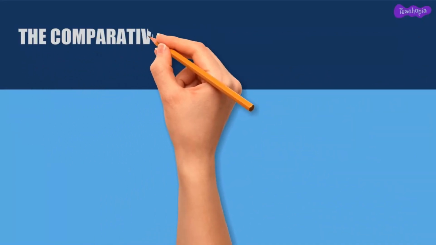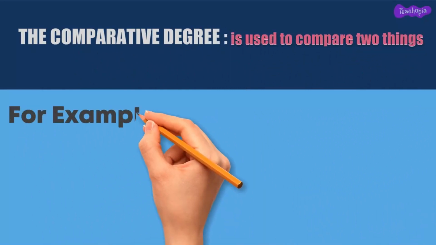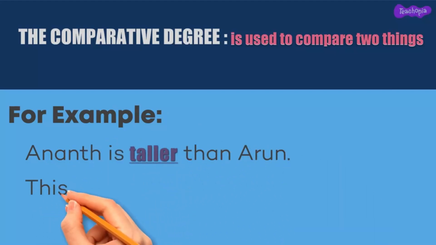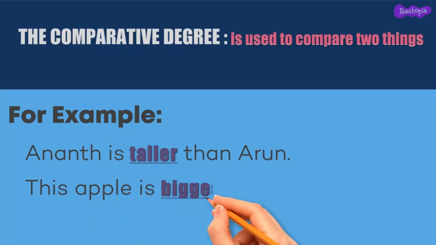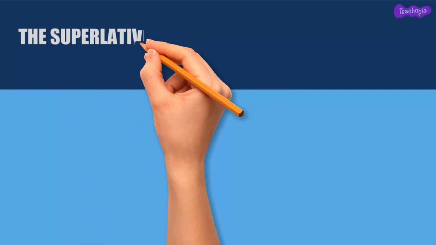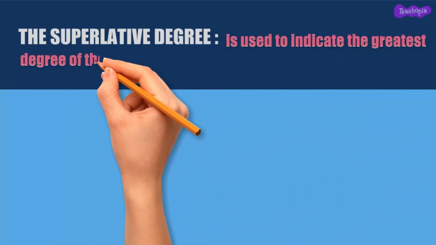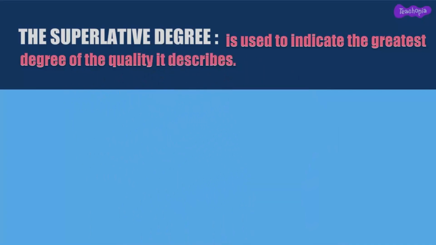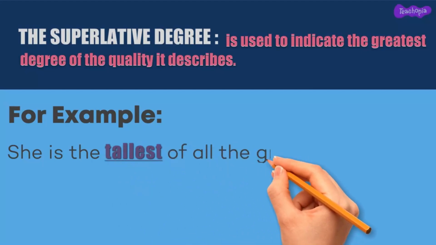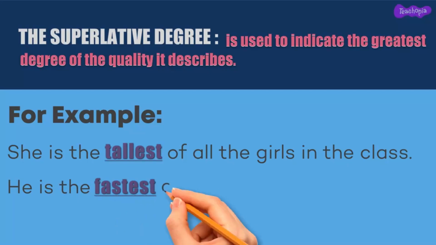The comparative degree is used to compare 2 things. For example, Anant is taller than Arun. This apple is bigger than the other one. The superlative degree is used to indicate the greatest degree of the quality it describes. For example, she is the tallest of all the girls in the class. He is the fastest among all the athletes.